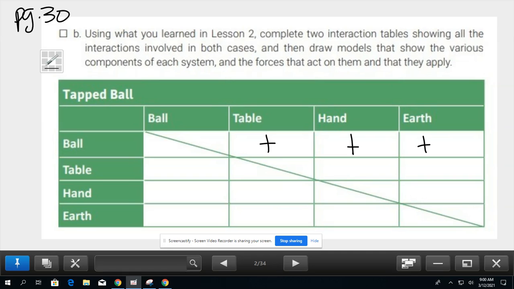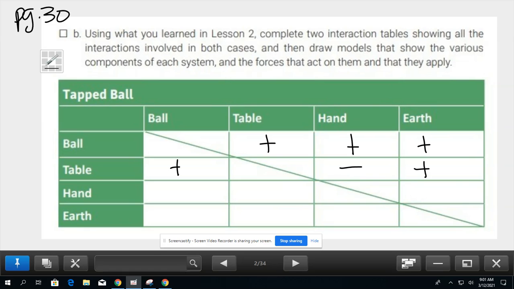Let's look at our table. Is the table interacting with the ball? Yes. Is the table interacting with his hand? Does his hand and table come in contact with each other? They do not. Does the table interact with the earth? Yes, it does. Earth's gravity is pulling the table down, and the table is trying to pull the earth back up. The table is also in contact with the earth because it's sitting on the ground.